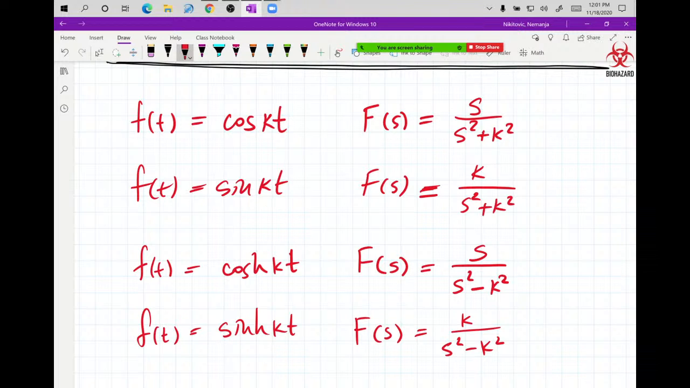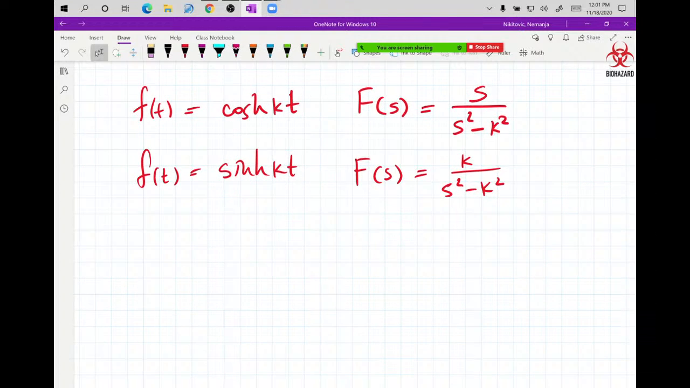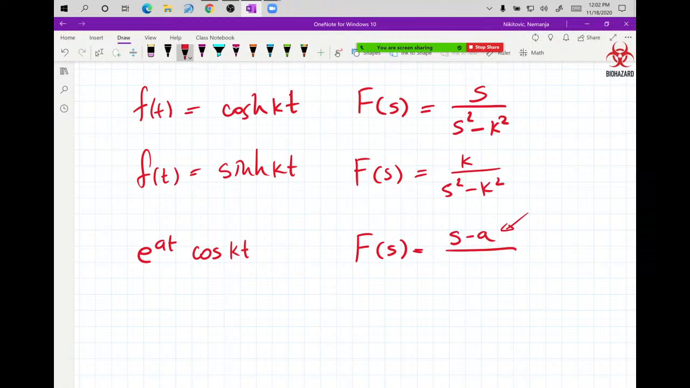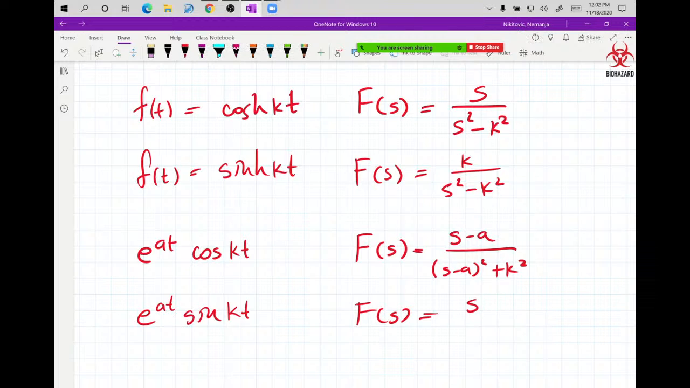And we have one more pair, which is the one with the e that I mentioned. So e to the at cosine kt. We don't have this for hyperbolics because we don't need it, and we'll see why later. But we need it because when this a is like -3, that's the dampening that kills the motion. So f of s is going to be s minus a. That's going to be very interesting when you multiply with this. You learn that is a shift. And you have s minus a squared plus k squared as you expect. And e to the at sine kt is again the same thing. And not s minus, it's k now. k over s minus a squared plus k squared.